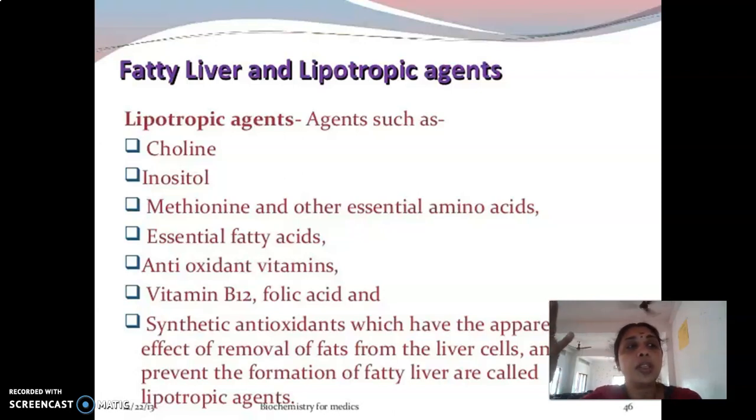Then type 4 is the pathological fatty liver, due to overmobilization from the liver to the depots. That is, it arises due to absolute or relative deficiency of VLDL, right? Then type 5 is due to the deficiency of coenzyme A, right? Fatty acid coenzyme A, CoA.